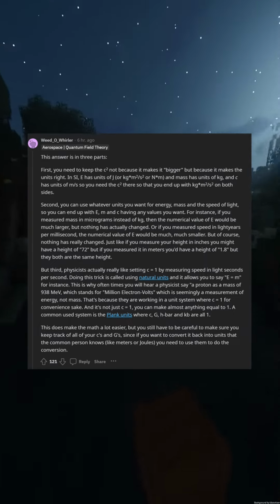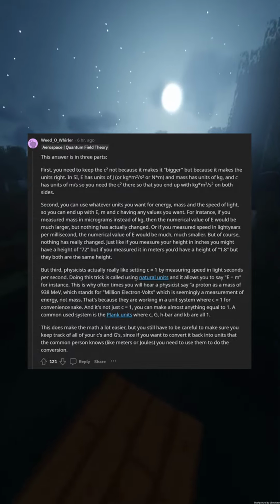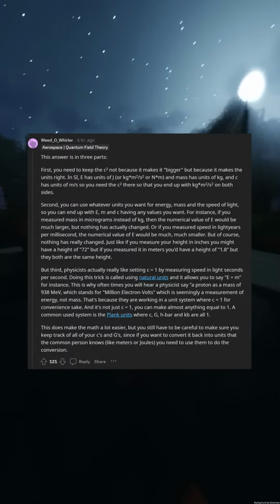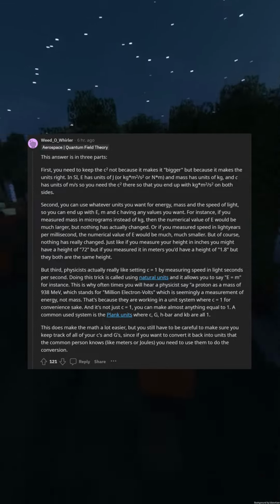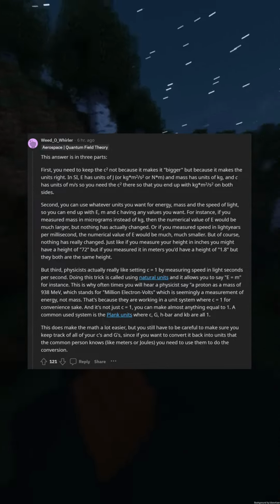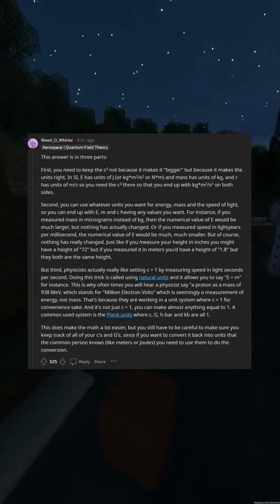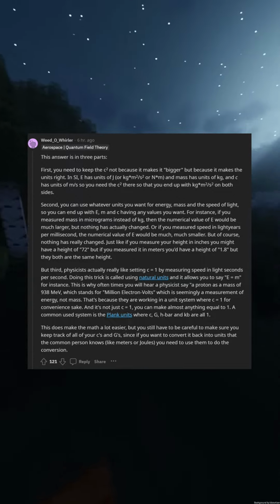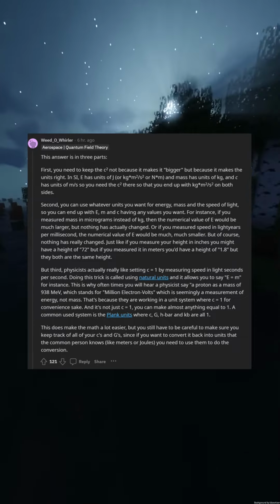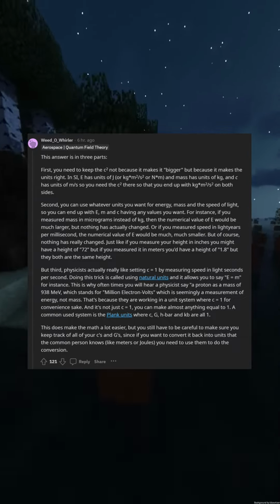This is why oftentimes you will hear a physicist say a proton has a mass of 938 MeV, which stands for million electron volts, which is seemingly a measurement of energy, not mass. That's because they are working in a unit system where c = 1 for convenience's sake. And it's not just c = 1, you can make almost anything equal to 1.